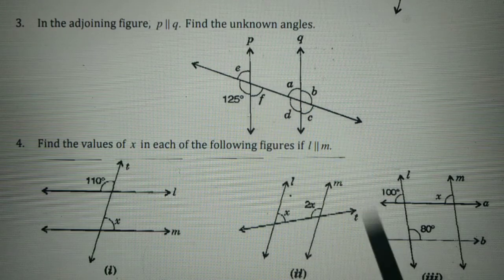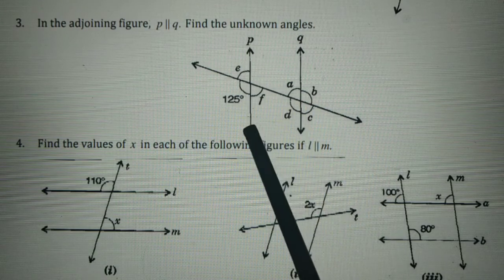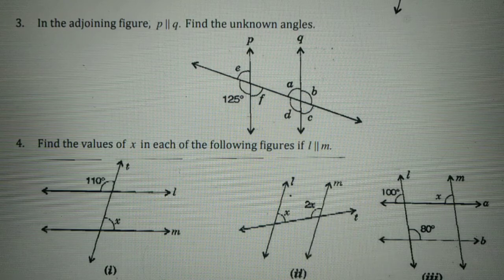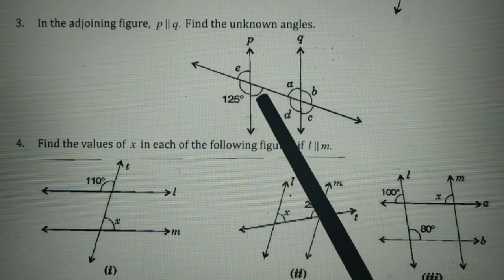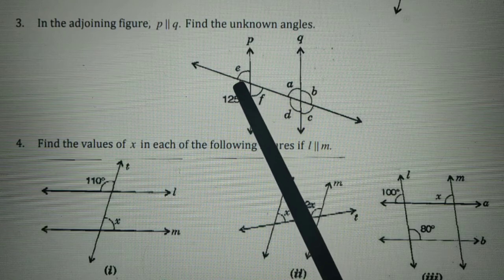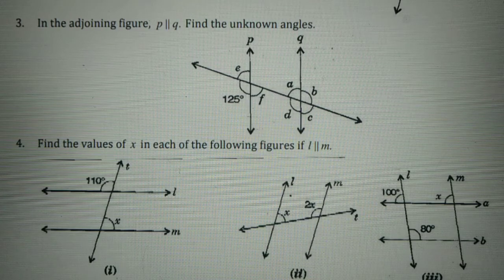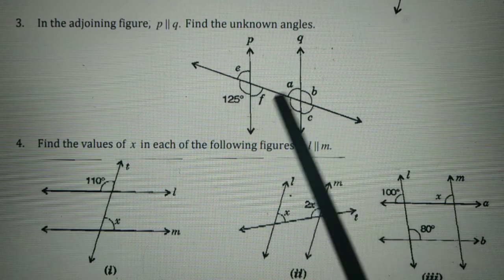125 plus E is equal to 180 degrees, or 125 plus F is also equal to 180 degrees, because they make a linear pair. Here also a linear pair, here also a linear pair. Linear pair means the angles are adjacent and they make 180 degrees. So in this way we can find out F or E.